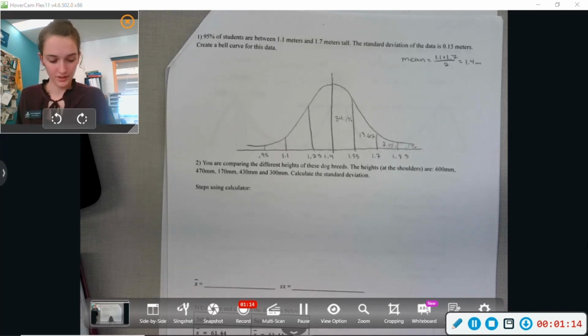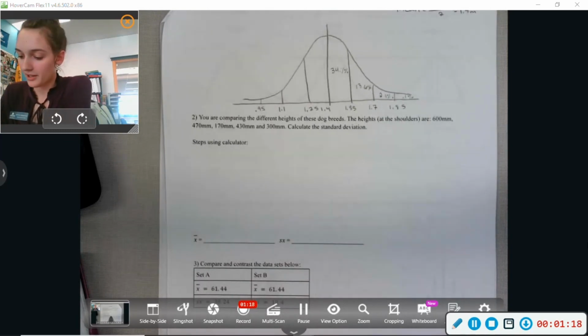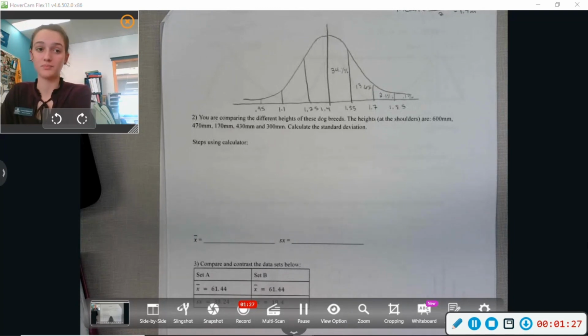All right, so now let's look at this next problem here. It says you are comparing the different heights of these dog breeds. The heights at the shoulders are, and then they give a bunch of heights, and they want us to calculate the standard deviation. So we can actually do this using a calculator.